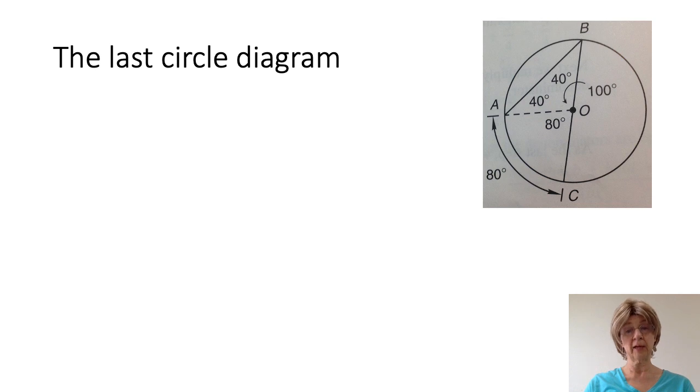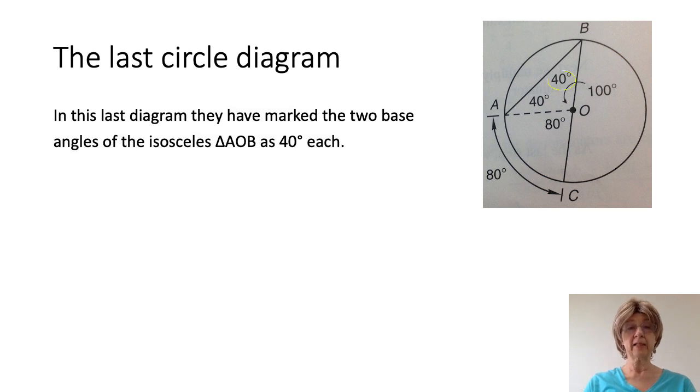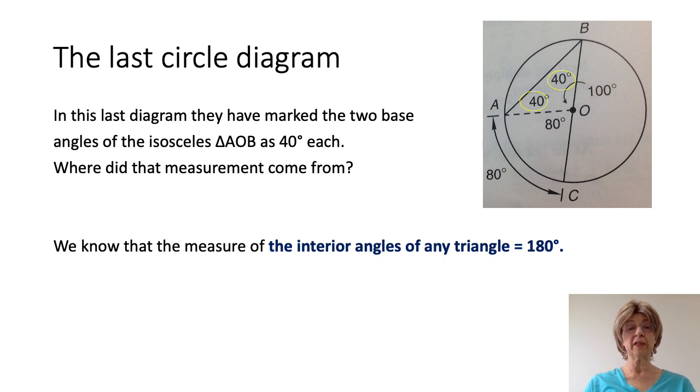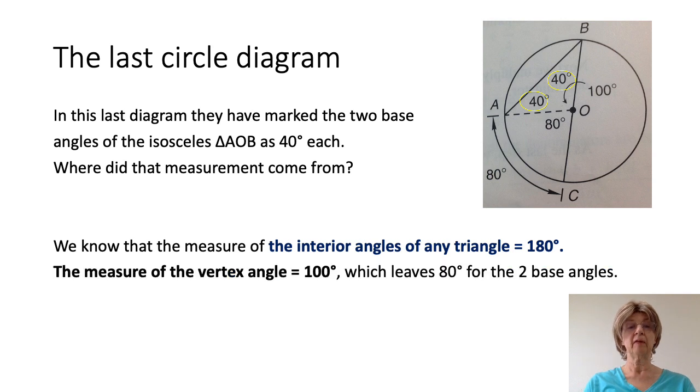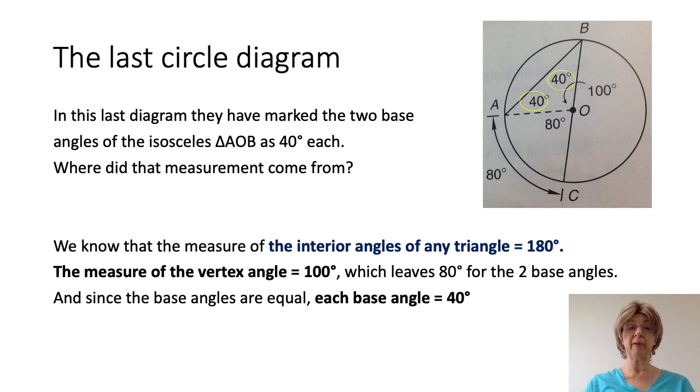The last circle diagram. In this last diagram, they have marked the two base angles of the isosceles triangle AOB as 40 degrees each. Where did that measurement come from? We know that the measure of the interior angles of any triangle equals 180 degrees. The measure of the vertex angle equals 100 degrees, which leaves 80 degrees for the two base angles. And since the base angles are equal, each base angle equals 80 degrees divided by 2, or 40 degrees.